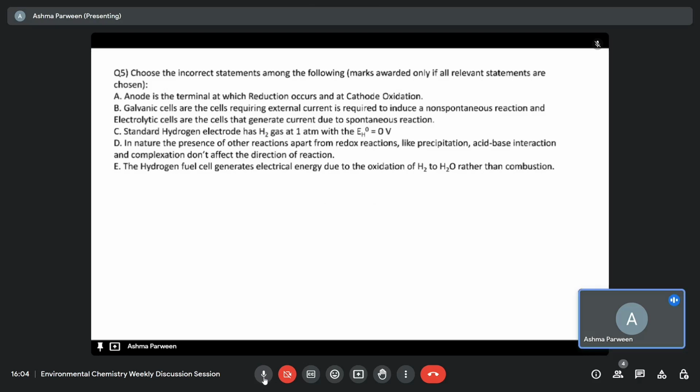So I got one answer as A. As I have told, there is more than one option which can be correct. So please rethink about this question, read all the statements, and then write your answer in the chat box.